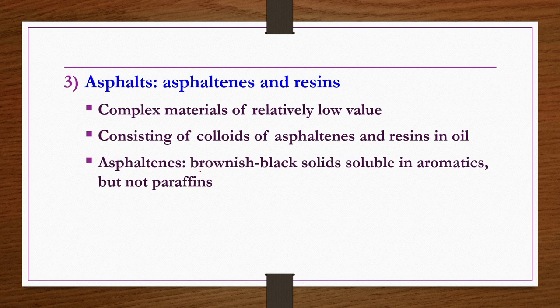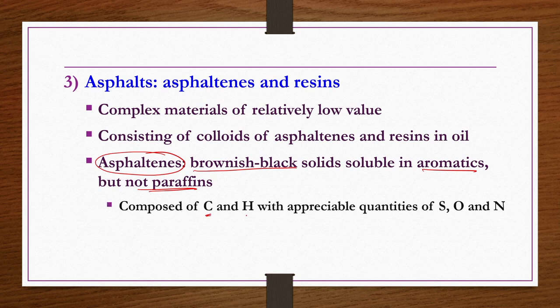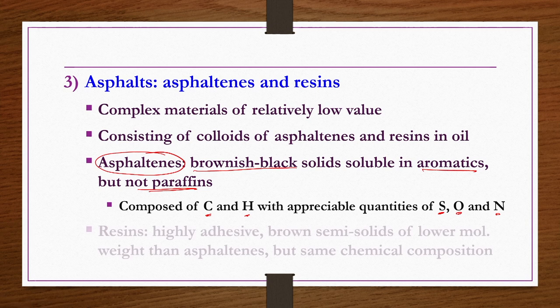Asphaltenes are brownish black solids, soluble in aromatics but not in paraffins. So, these would not be present in the so-called petrol, diesel, etc. Okay? They are composed of C and H with appreciable quantities of inorganics like sulfur, oxygen and nitrogen atoms.